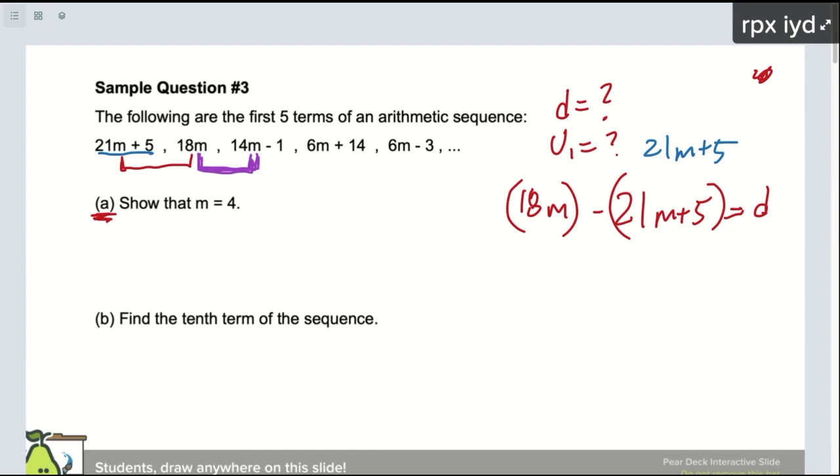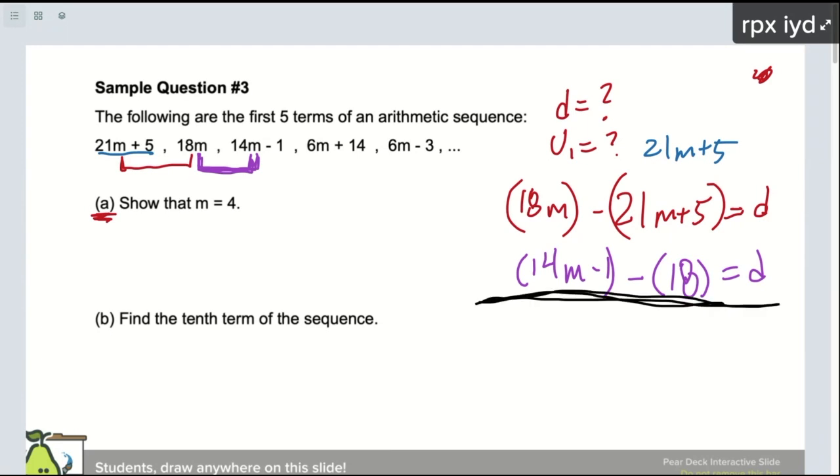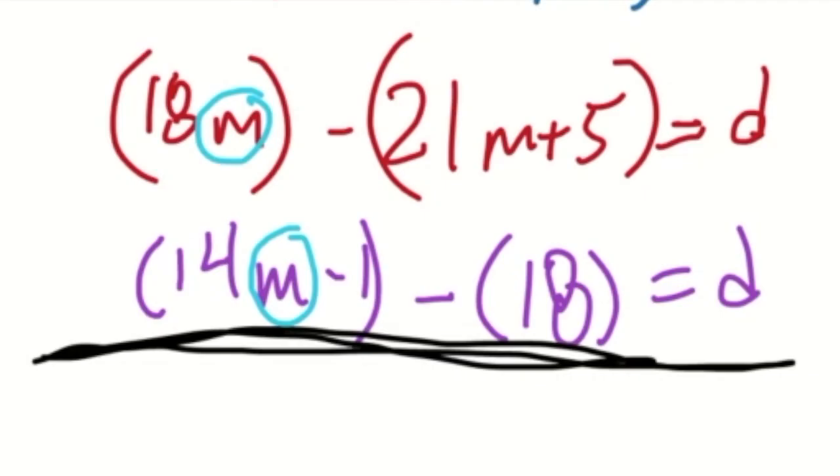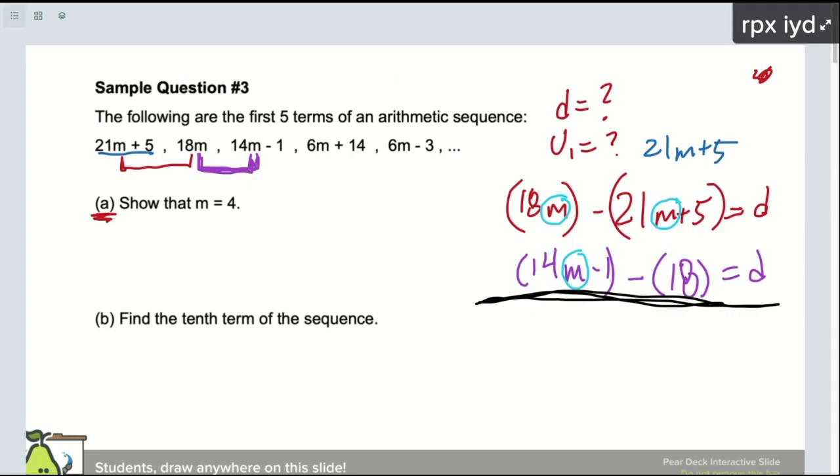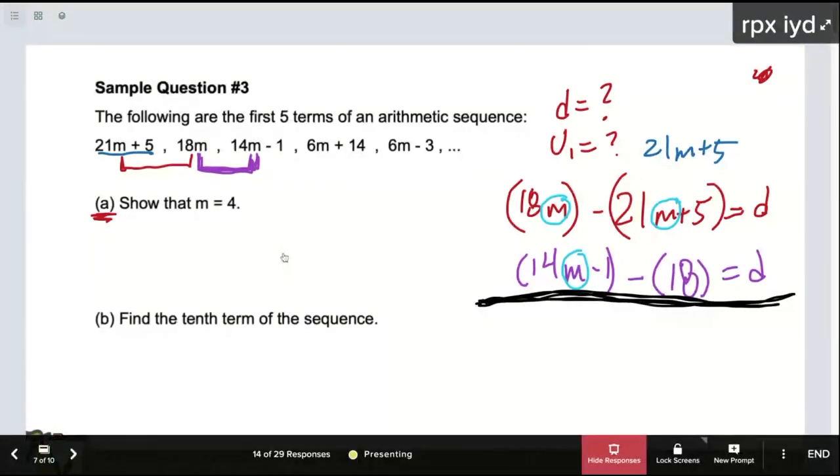So I'll say 14m minus 1 subtract 18 is also the common difference. So I'll give you a hint. This might look familiar from Algebra 2. What's important to me is this right here. I want to know what m is. But if you look here, I have two variables. I need to get rid of a variable. That's why I drew this big line here. This might look familiar to you. I'm trying to eliminate a variable, so I'm solving a system of equations.